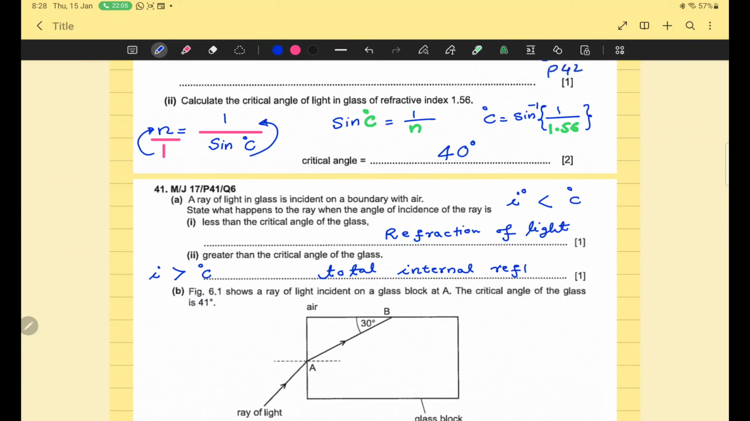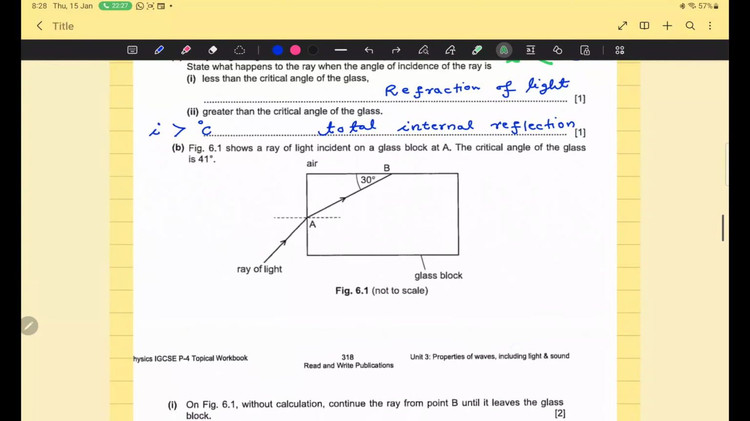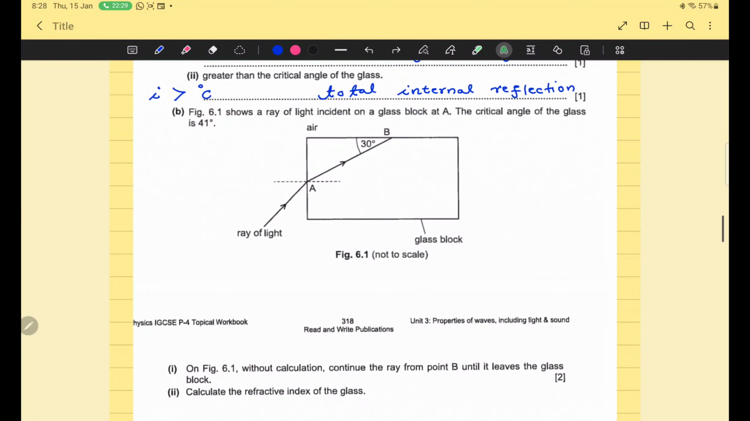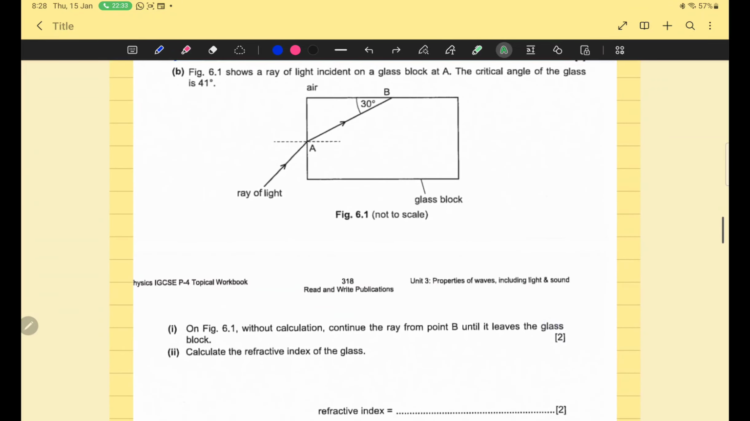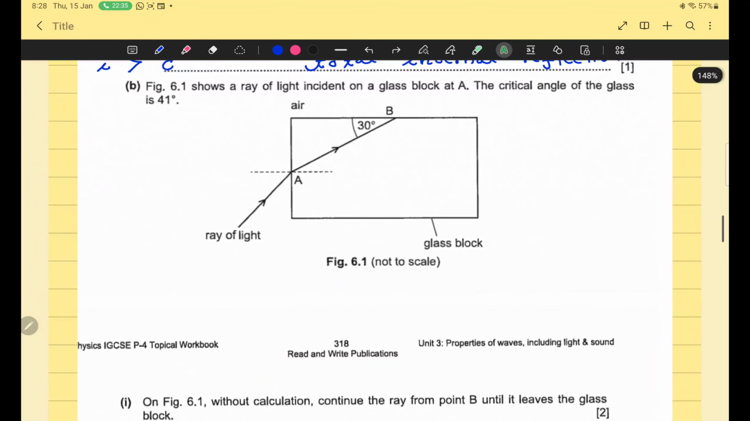Total internal reflection. Sir, when angle I is less than the critical angle, there will be refraction. If angle I is greater than the critical angle, then there will be total internal reflection. We have discussed this condition and now we have a mathematical question.